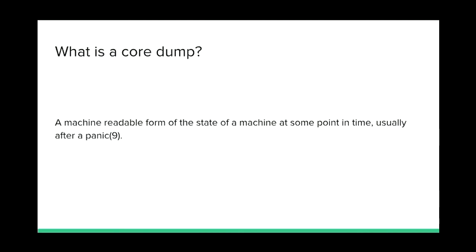So some background. If you don't know what a core dump is, you're in the right place. It's a machine-readable form of the state of a machine at some point in time, usually after a panic, which is what I copy and pasted from Wikipedia, which is probably not going to help you. Basically, when your computer crashes, it dumps out all your memory first into swap and then later into a file that you can load into a debugger and poke around at the state of your machine when it crashed, and hopefully figure out what went wrong. A lot of people differentiate between crash dump and core dump. They say core dump is for a process and crash dump is for the kernel, but I don't. So I don't know.